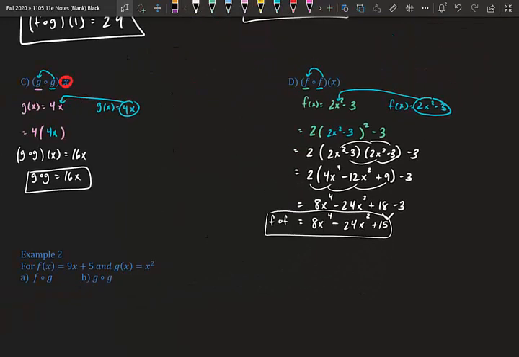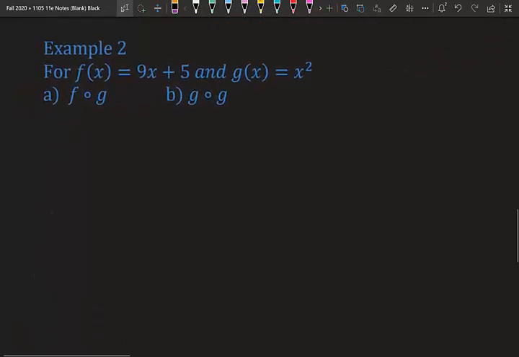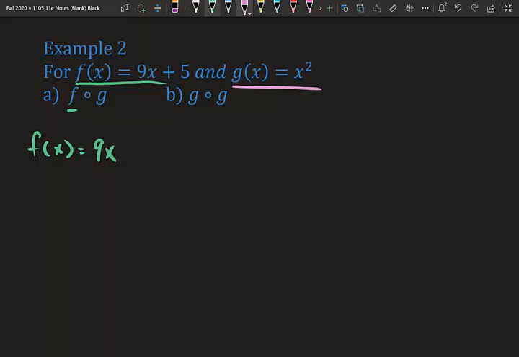Alright, let's do some more practicing with composites. Alright, so I'm going to do A and I want you to do B. So let's do A together. We have our two functions, f, which represents 9x plus 5. I forgot that part. And then we have g, which represents x squared.